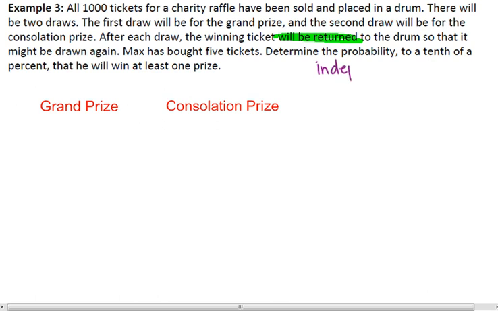Independent. What often works well with an independent situation? A tree. Especially when there are two situations. Okay, Max has bought 5 tickets. Determine the probability, to a 1/10 of a percent, that he will win at least 1 prize.